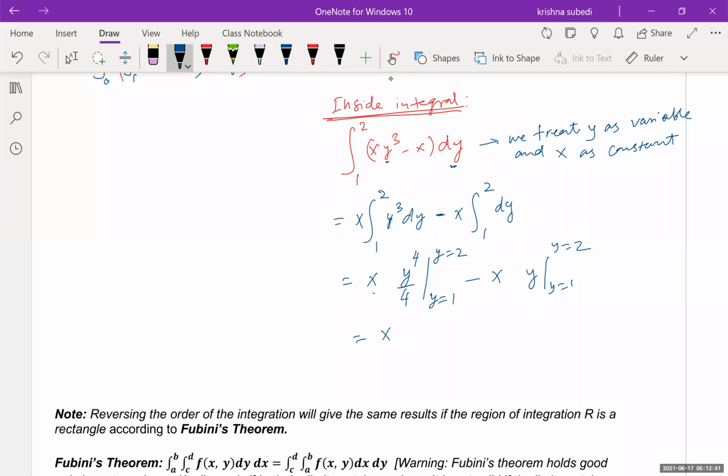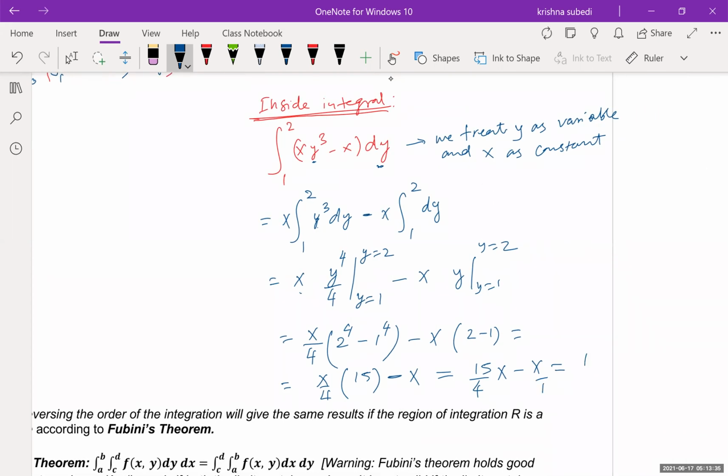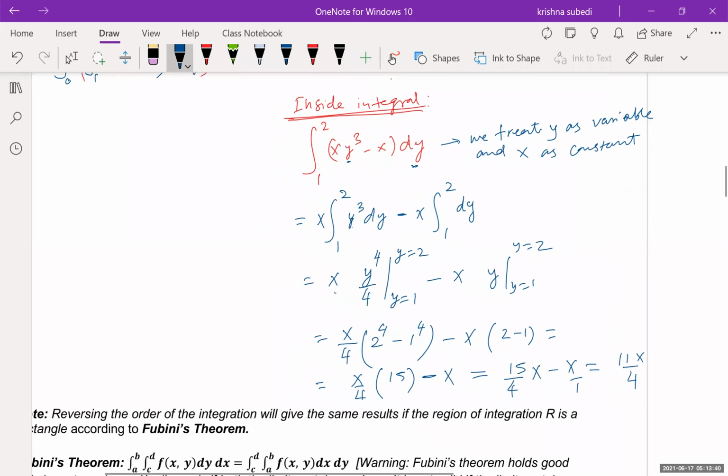Now you're going to get x times 2 raised to the power 4 over 4, or you can write it this way: x over 4 times 2 to the power 4 minus 1 to the power 4. We are done with this part, and for the x part, we have 2 minus 1. How much do you get? This will be x over 4, and 2 to the power 4 is 16, minus 1 is 15, minus simply x. So we have 15 over 4 x minus x, which, if you simplify, gives 11x over 4. Okay, so the inside integral is 11 over 4 x.